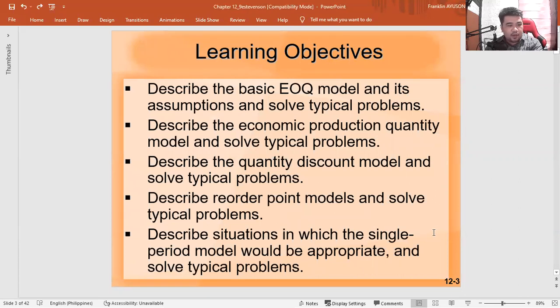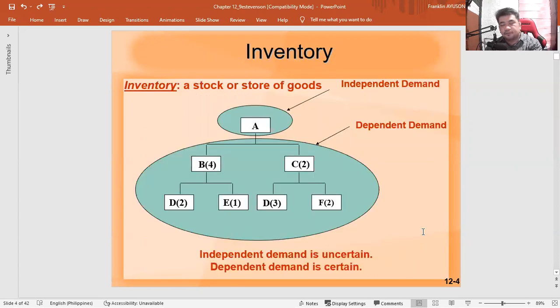Further, we will try to describe the basic EOQ model and its assumptions and some typical problems, describe the economic production quantity model and solve typical problems, describe the quantity discount model and of course solve typical problems, describe the reorder point model and its typical problems, and finally describe situations in which the single period model would be appropriate, and of course solve typical problems.